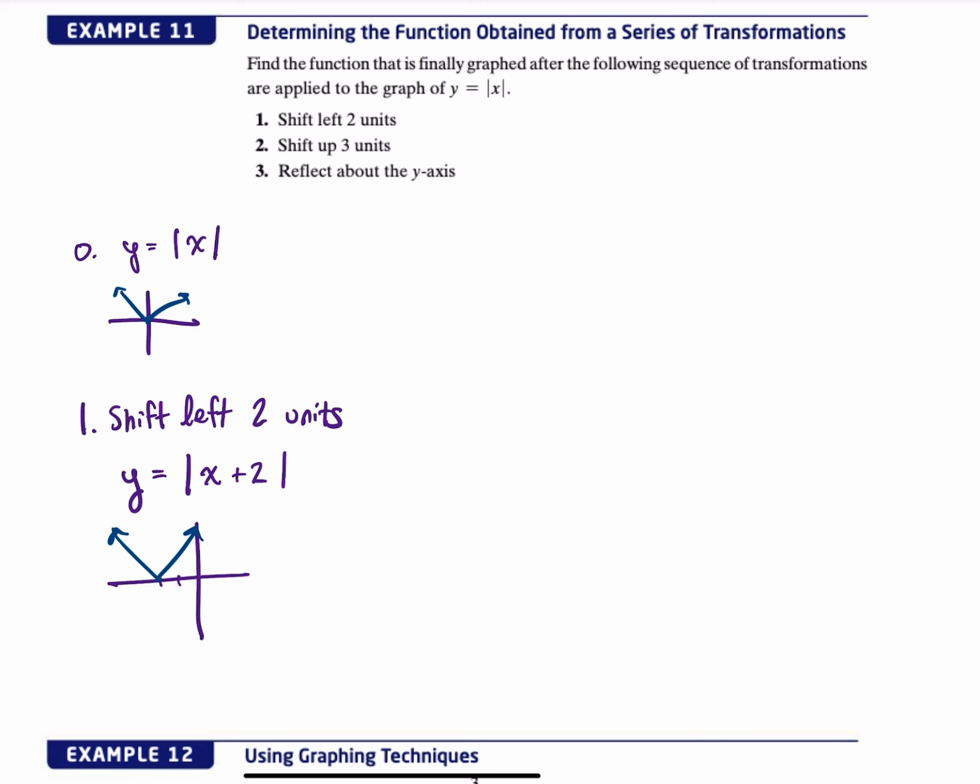Then they want us in step 2 to shift up 3 units from our previous step. So let's just take where we were and go up 3. So I might have to be a little bit more detailed, but I know I went to the left 2 units and then up 3 units. So that's where the new vertex should be. So it's up there somewhere.